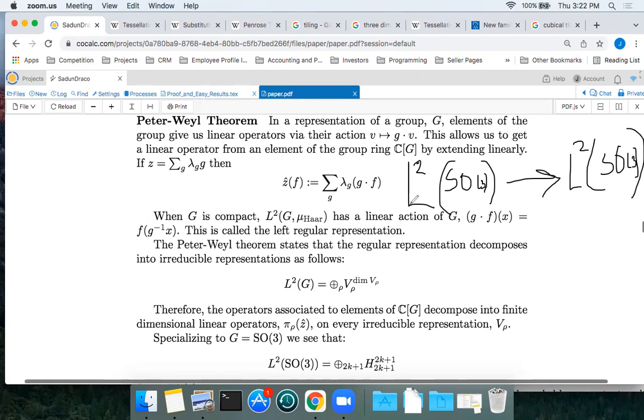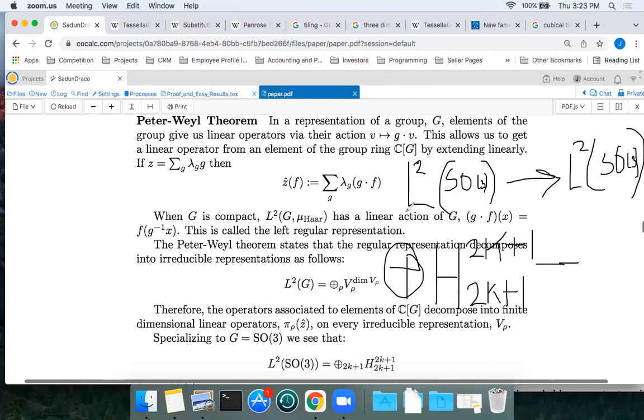And in this case, you can always decompose. So it turns out that you can write L2 of SO3 as a direct sum of irreducible representations. Oh, I'll call it H, why not? H_{2k+1}. And I think it has multiplicity 2k+1. And these operators fix all of the irreducible representations.